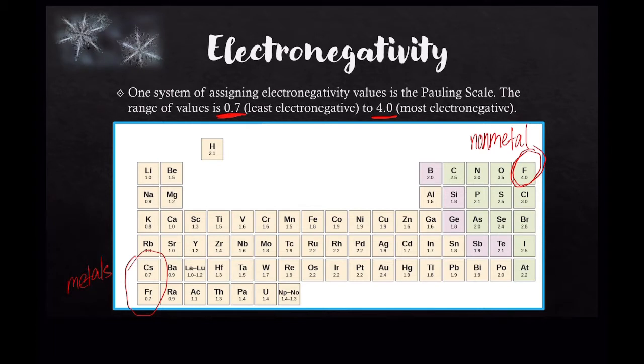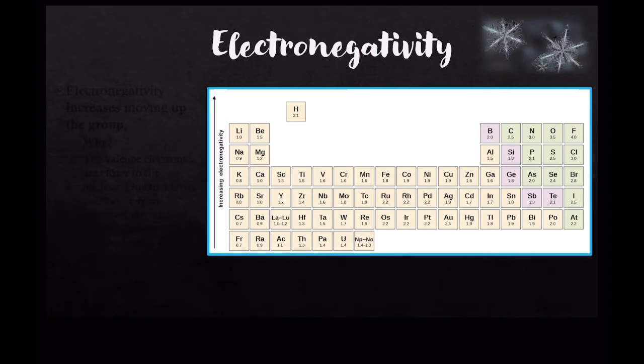Remember, nonmetals tend to gain electrons, and metals tend to lose electrons in order to achieve stability. If electronegativity measures the tendency of an atom to attract electrons to itself, then nonmetals, the elements that tend to gain electrons, should also have greater electronegativity values. Doesn't that make sense? Let's look at how the trend changes across the periodic table.